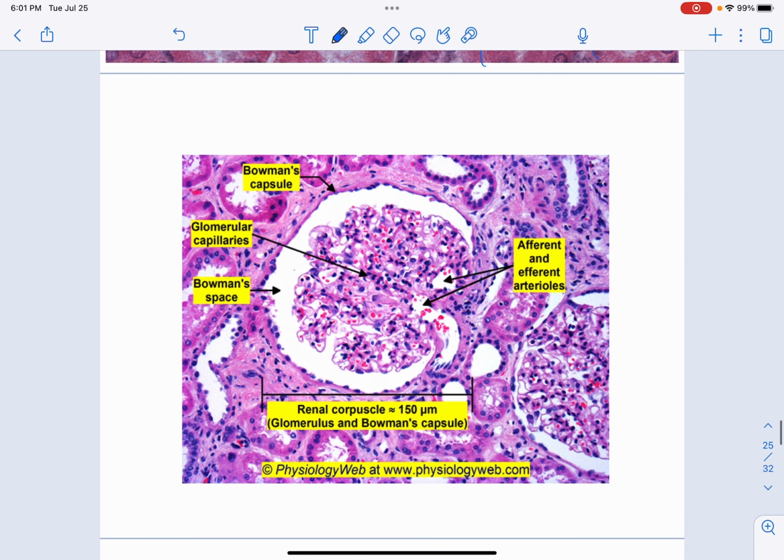Here's another histology image showing you the renal corpuscle, which is outlined here. You can make out the glomerular capillaries in the middle. It is very hard to determine which is the afferent and which is the efferent arteriole, but you can see that they're present. You wouldn't be able to determine which one is which.